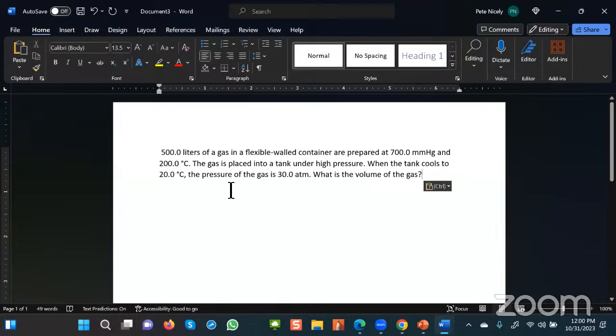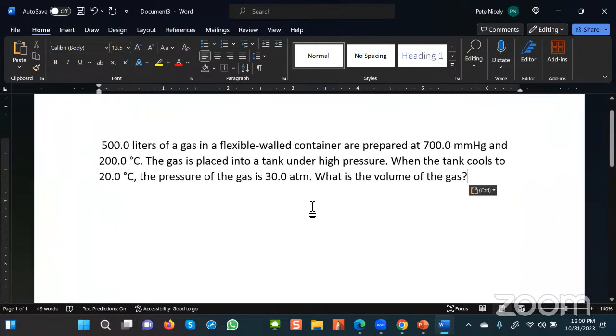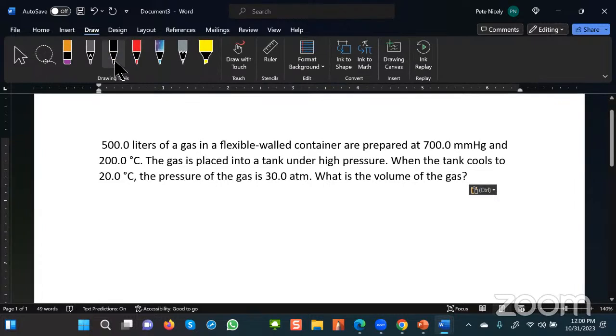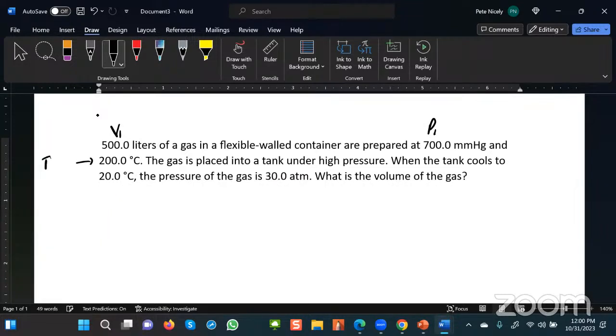Okay. So again, this is one of those questions where you have to read it to pick out the different terms, the P1, the V1, and so on. So what I would say is, based on the information provided, this here would be V1, this here would be P1, this here would be T1, and then this 20 here would be T2, and this would be P2, and the question is asking for V2, all right?